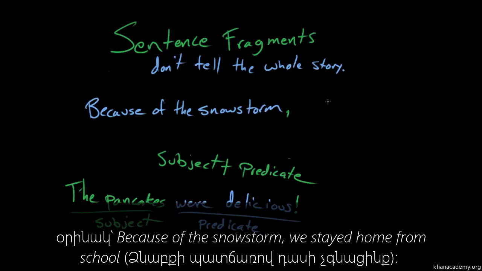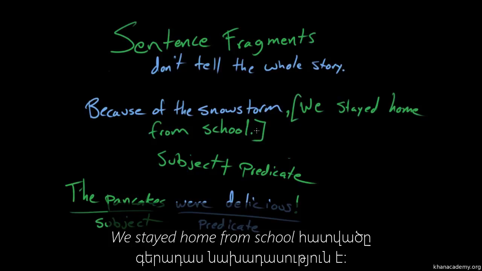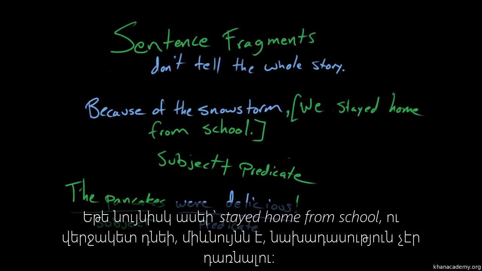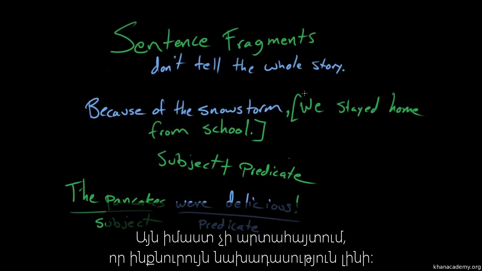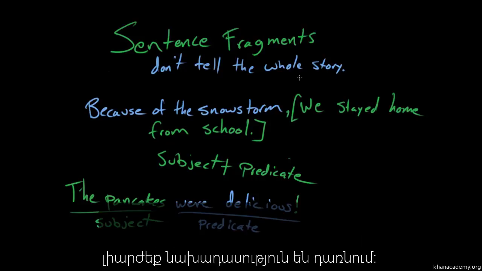So because of the snowstorm, we stayed home from school. So we've got this sentence here, this independent clause, right? We stayed home from school, and that's a subject and a predicate. And if it were just stayed home from school, period, that wouldn't be a sentence. And if it were just we, period, that also wouldn't be a sentence. And if it were just because of the snowstorm, period, that wouldn't be a sentence. It doesn't have enough support to stand on its own. But altogether, because of the snowstorm, comma, we stayed home from school, period, that is a sentence.